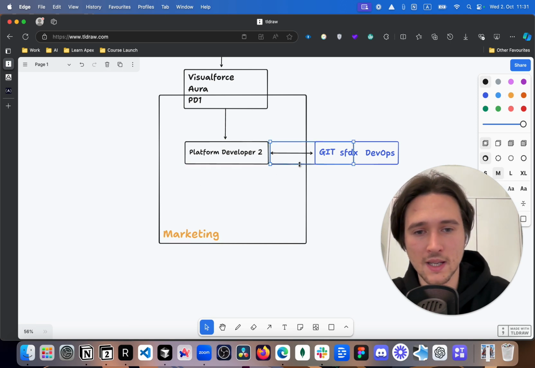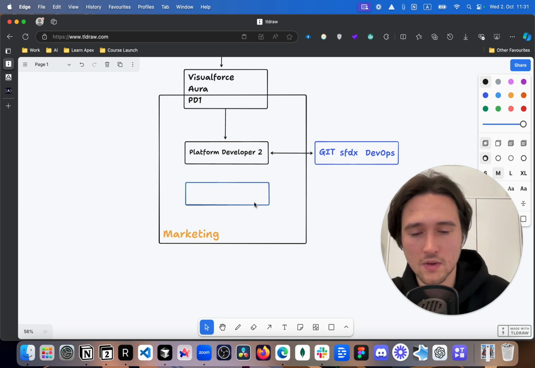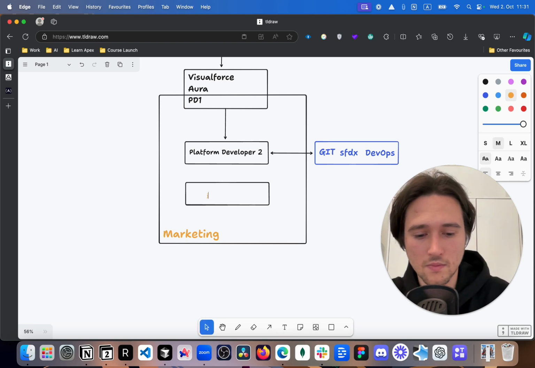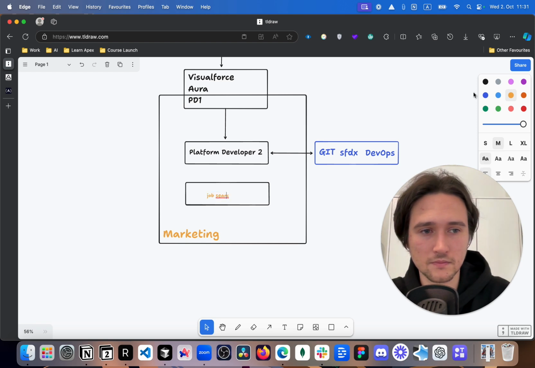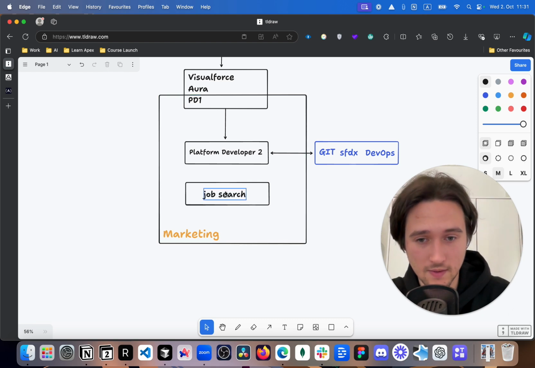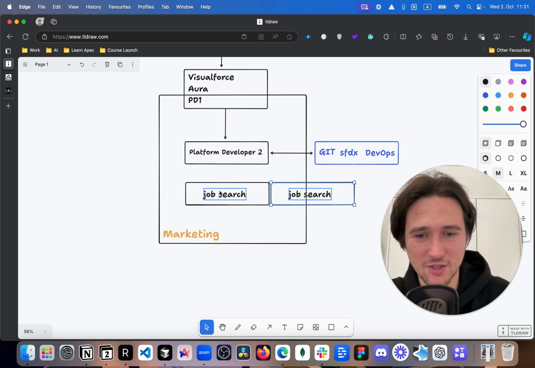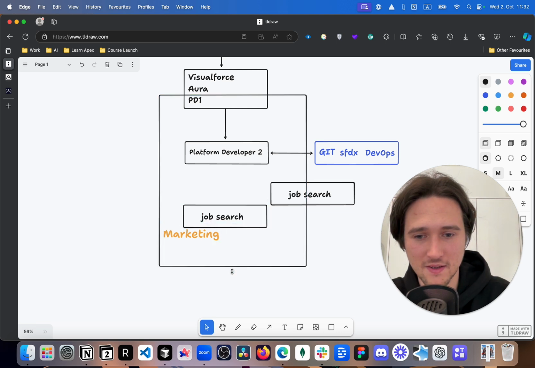You need to signal to the world that you have the skills that are needed. So at this point, we're also doing the job search. Job search. It's super important. Okay, so we have a job search.